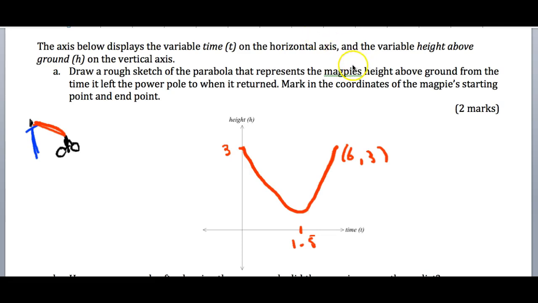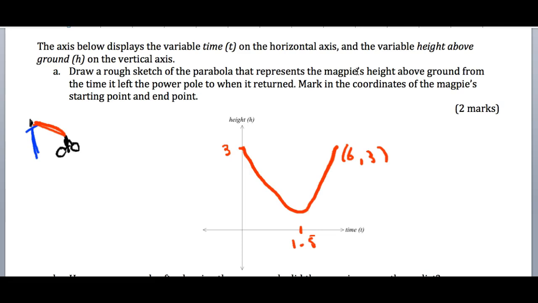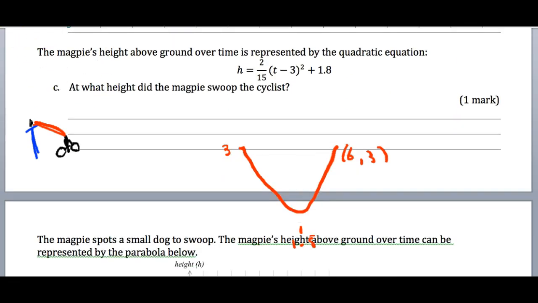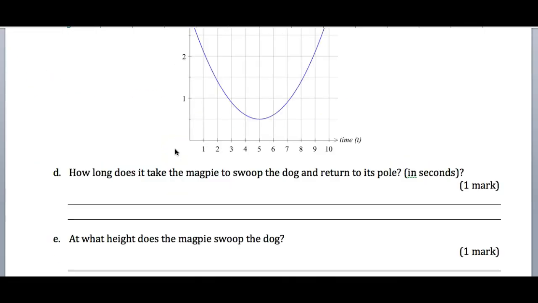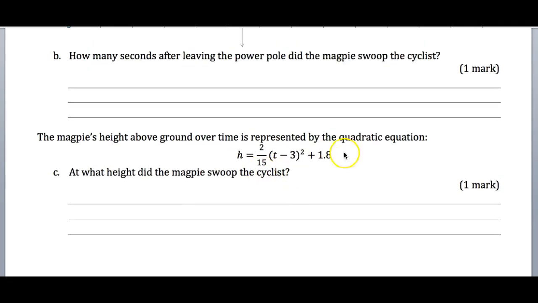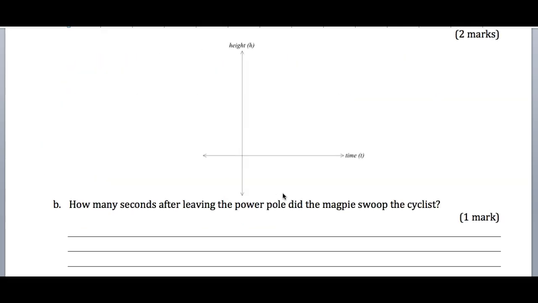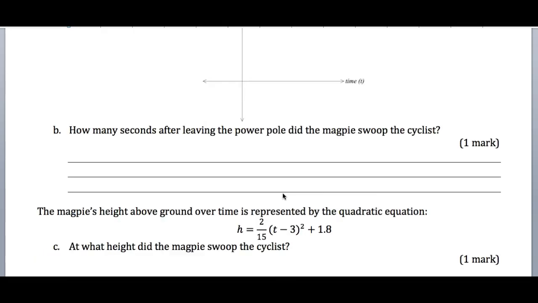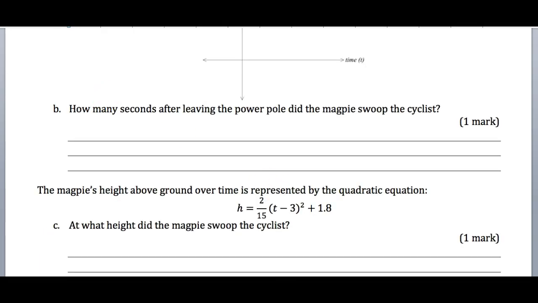So in methods, you might be given a question that is maybe the very last question. Maybe get this equation, something like that. So you really need to think about what your graph might look like before you go on and answer the questions. Okay, how many seconds after leaving the power pole did the magpie swoop the cyclist?